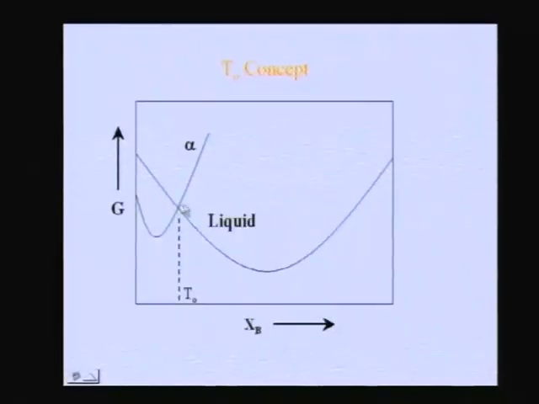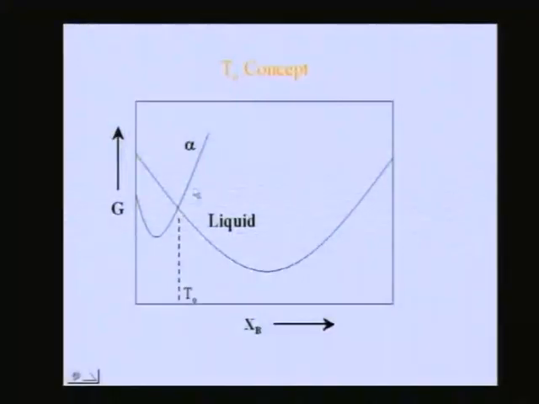If this point, which is the T0 point, is shifted to the left, that is a situation where the liquid is more stable for a large composition range. If the liquid is more stable, what is the advantage? The advantage is if I can keep that liquid stable up to a temperature which is the Tg, then that liquid will undergo a glass transition and I will get a glass.